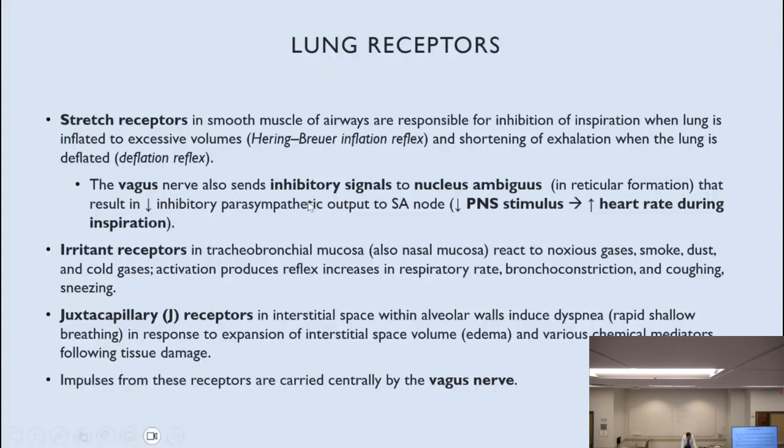The vagus nerve also sends inhibitory signals to a nucleus called the nucleus ambiguus, which is in the reticular formation. You probably haven't studied the reticular formation too much. This is the brainstem. This is the brain, the cerebellum, the pons, the medulla. There are many nuclei in the medulla, in the pons, in the midbrain. All of these nuclei together form what we call the reticular formation, also known as the reticular activating system, the group of neurons that keeps us awake, alert, and oriented.